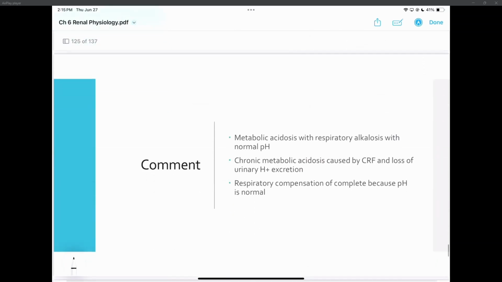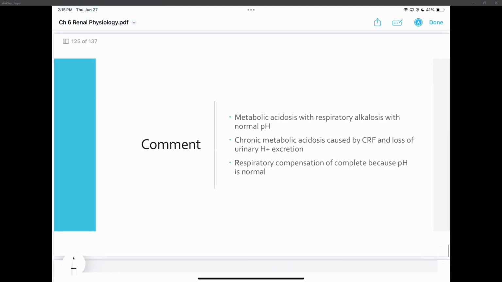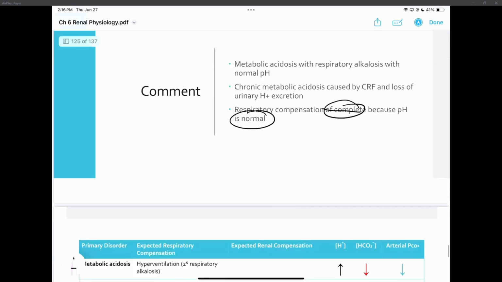So this is metabolic acidosis with respiratory alkalosis with a normal pH. We consider respiratory component compensation complete because the pH was normal. But even if it's normal, 7.35 to 7.45, on your exam I will not give you that ambiguous. I'll make it like 7.2 or like 7.5, so you'll know that it's really out of range. But if the pH goes back to normal, but it's on the higher end or the lower end, find the component that matches it, and you go from there.